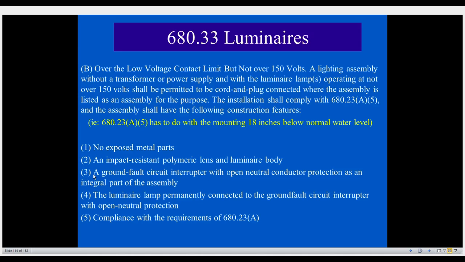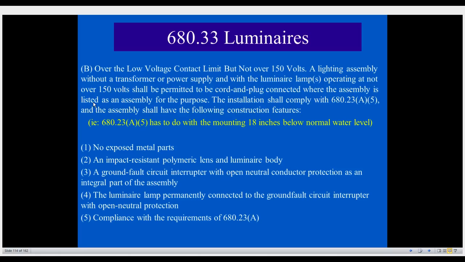Third, it says a ground fault circuit interrupter with open neutral conductor protection as an integral part of the assembly. So this assembly has some kind of component in there that's integrated, the ground fault circuit interrupter with open neutral conductor protection. So that's integrated into the assembly. This is, again, a listed assembly. Fourth, it says the luminaire lamp permanently connected to the ground fault circuit interrupter with open neutral protection. So the luminaire lamp is permanently connected. This is all part of the assembly. You're not going to go out and make one of these yourself.